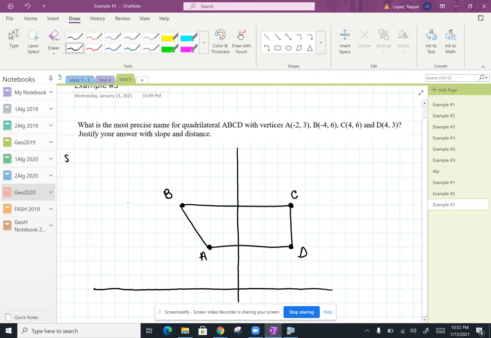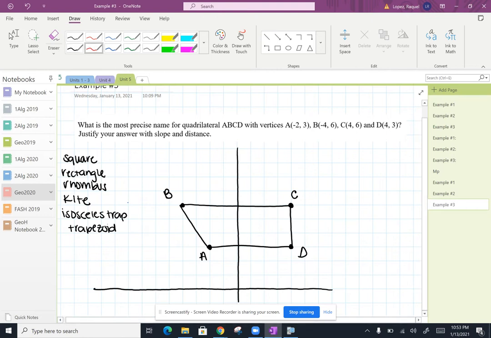So there's a number of things that it could be. It could be a square, it can be a rectangle, it can be a rhombus. I'm not sure if I spelled rhombus right. It could be a kite, it could be an isosceles trapezoid, or it could just be a regular trapezoid. Okay, so let's start off by ruling out some of these shapes.